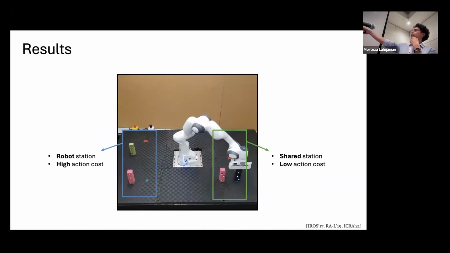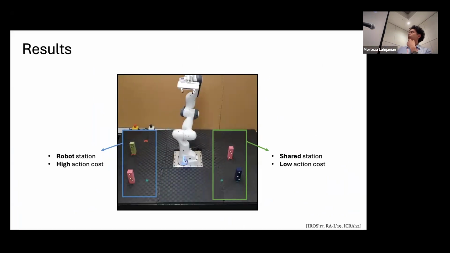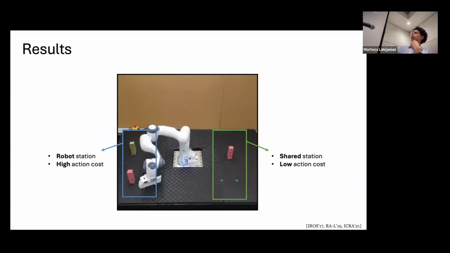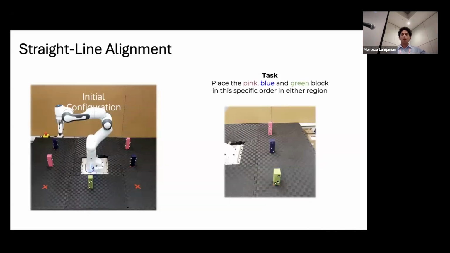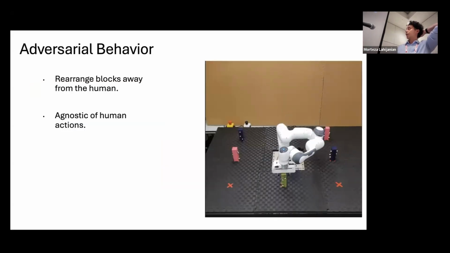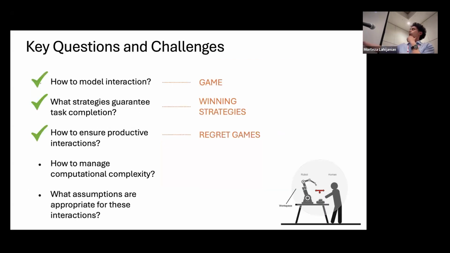So going back to that example, building an arch. Now I am seeking cooperation, but the human intervenes and is adversarial, and the robot retreats and builds the arch on its own station. We looked at this from different examples. In the interest of time, I'm going to skip this example. But now regret games do provide good cooperation.